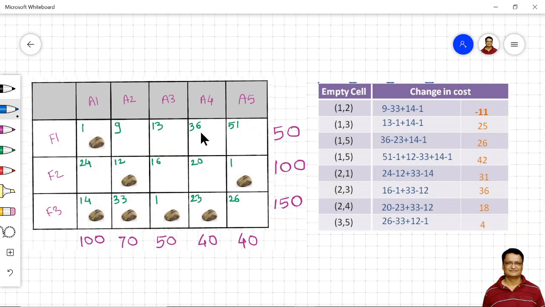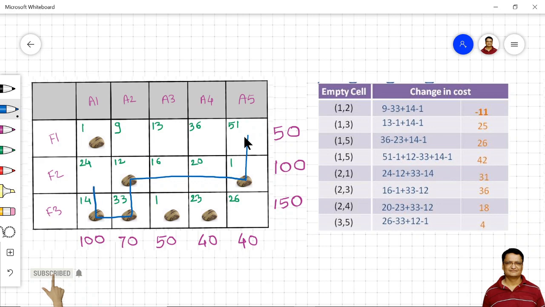Consider this third empty cell, and the loop will be given by this combination. So plus 36 minus 23 plus 14 minus 1, and that will give the value of 26. For this next empty cell, the loop will be like this.